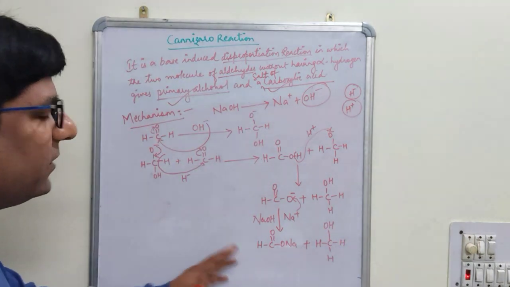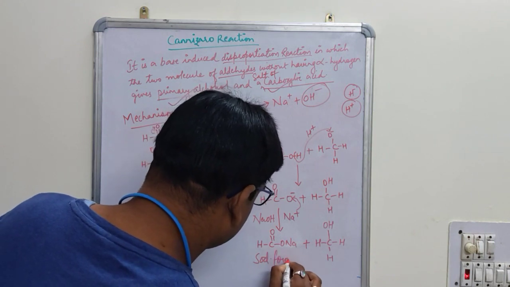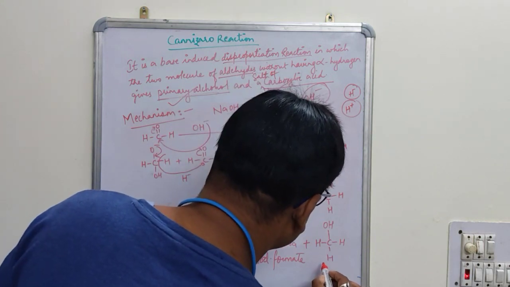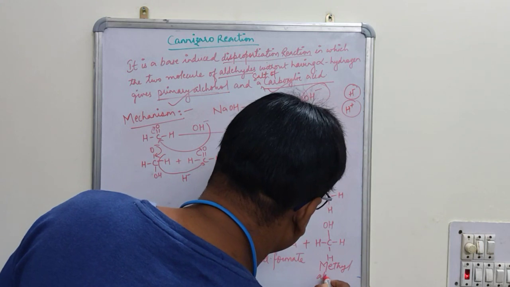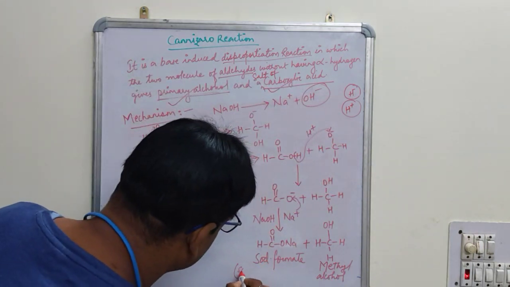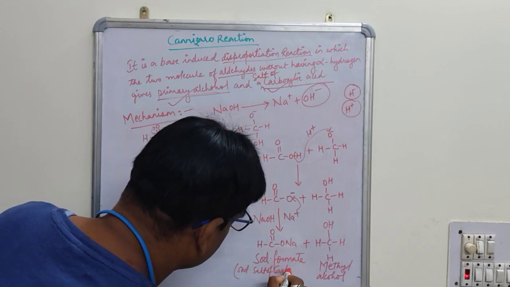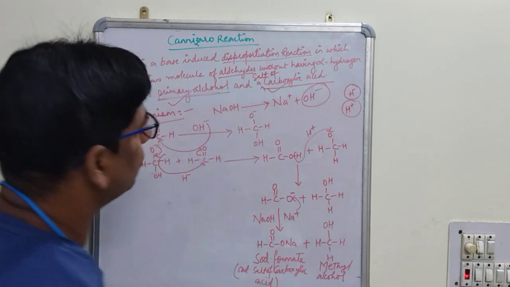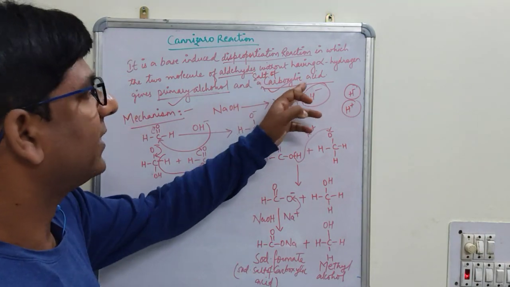Now, these are the two products. This is the sodium formate, and this is the methyl alcohol. Here you can also write sodium salt of carboxylic acid, so that you don't have any confusion about what product has been formed. Salt of the carboxylic acid.